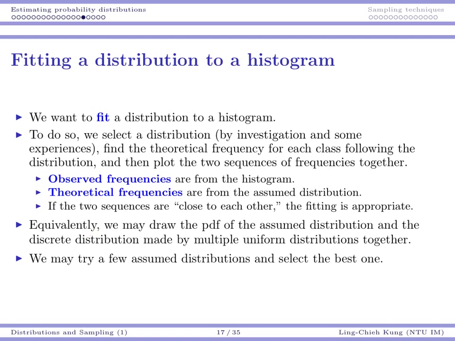Or equivalently, we can draw the PDF of the assumed distribution, using uniform distributions to spread the probabilities in each class when we do the discrete estimation. So we will still, for example, compare the two PDFs and see whether they are close to each other or not. We probably cannot do it right the first time, so we probably need to do a few trials and select the best one. And let's see how to do it.